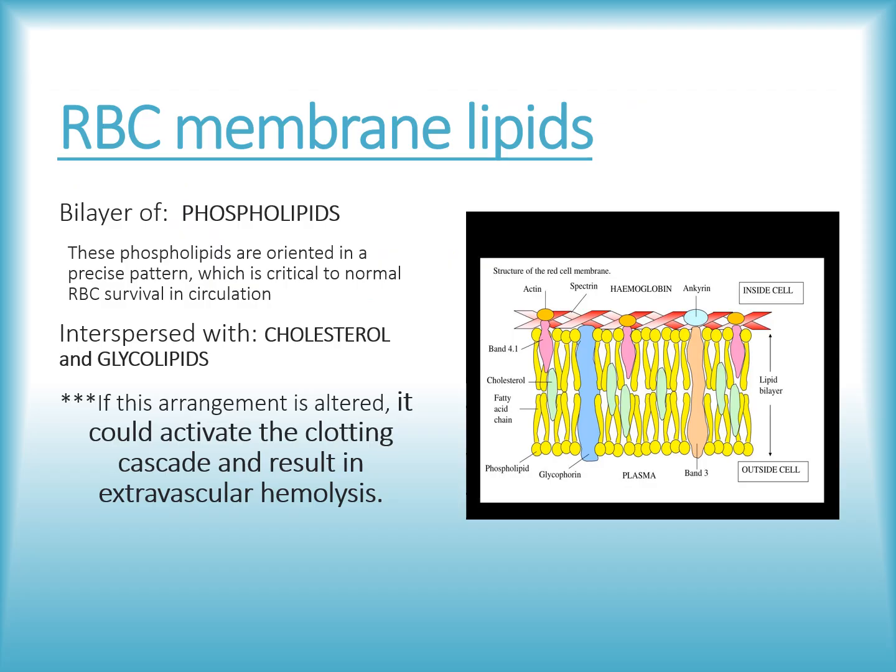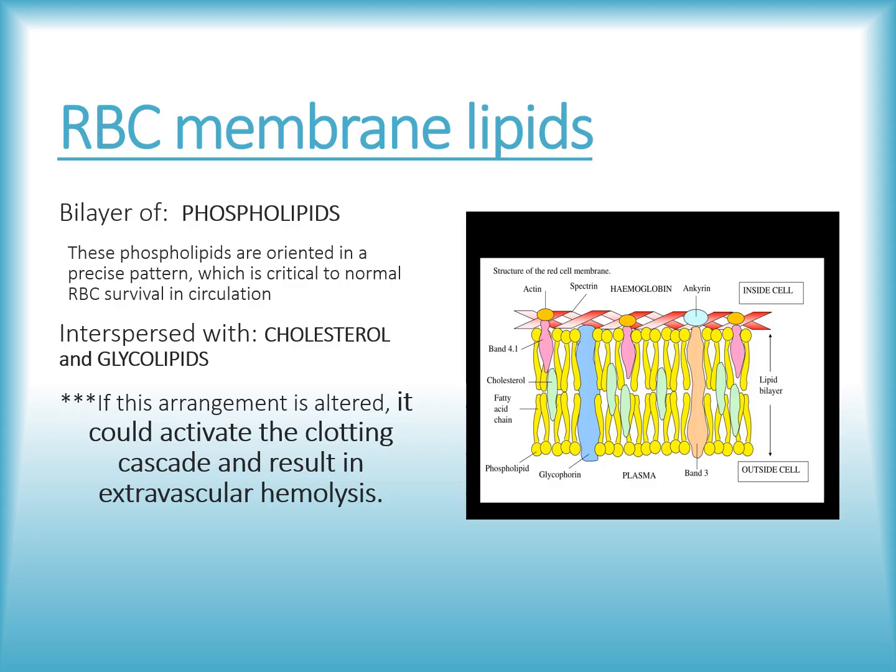Let's talk for a moment about red blood cell lipid membranes. So there is a bilayer of phospholipids, and these phospholipids are oriented in a very precise pattern, which is critical to normal red blood cell survival in circulation. It gives it strength, structure, and helps maintain those fluid forces. It is interspersed with cholesterol and glycolipids.